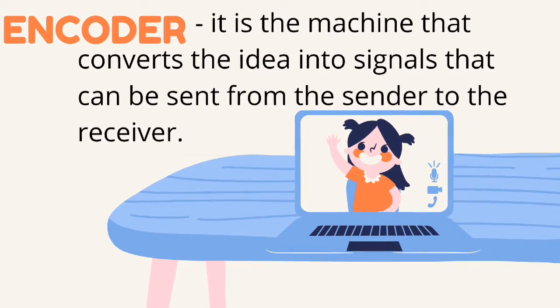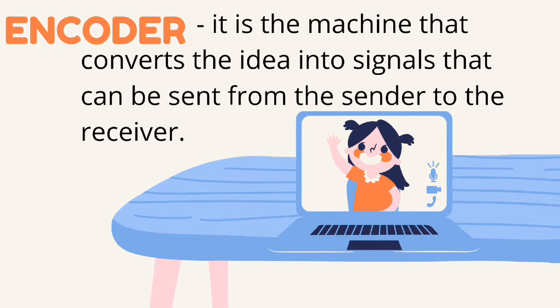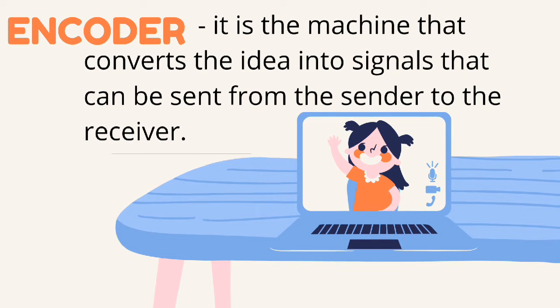The encoder or transmitter is the machine that converts the idea into signals that can be sent from the sender to the receiver. This model was designed originally to explain communication through means such as telephones and computers, which encode our words using codes like binary digits or radio waves.